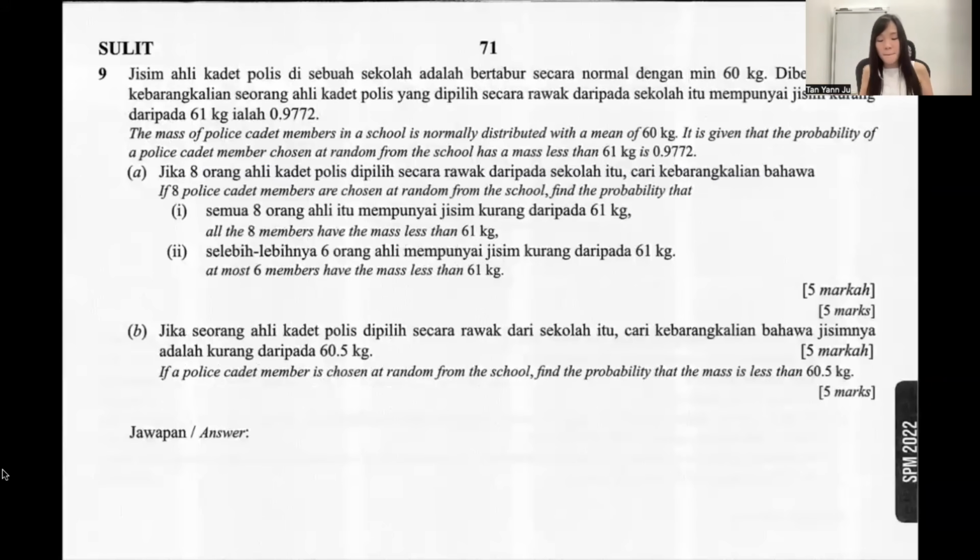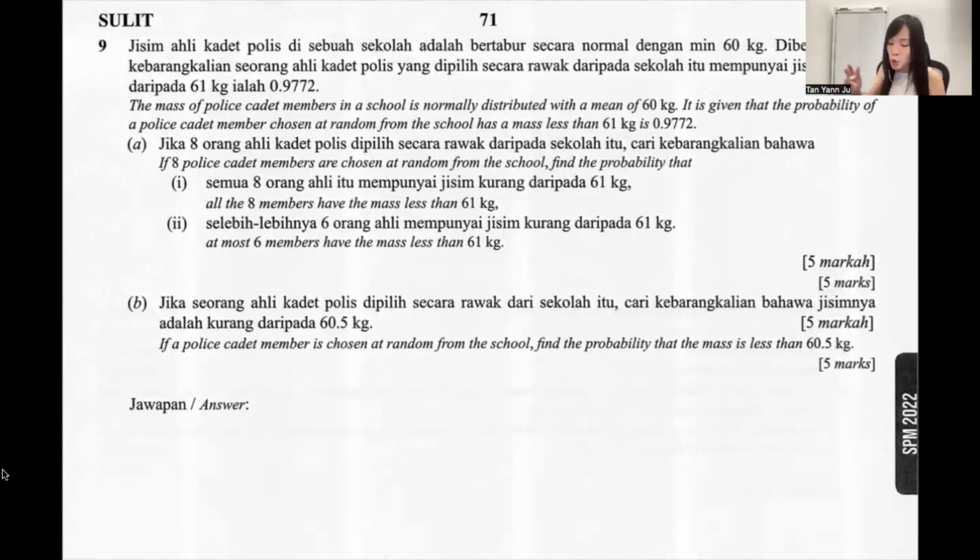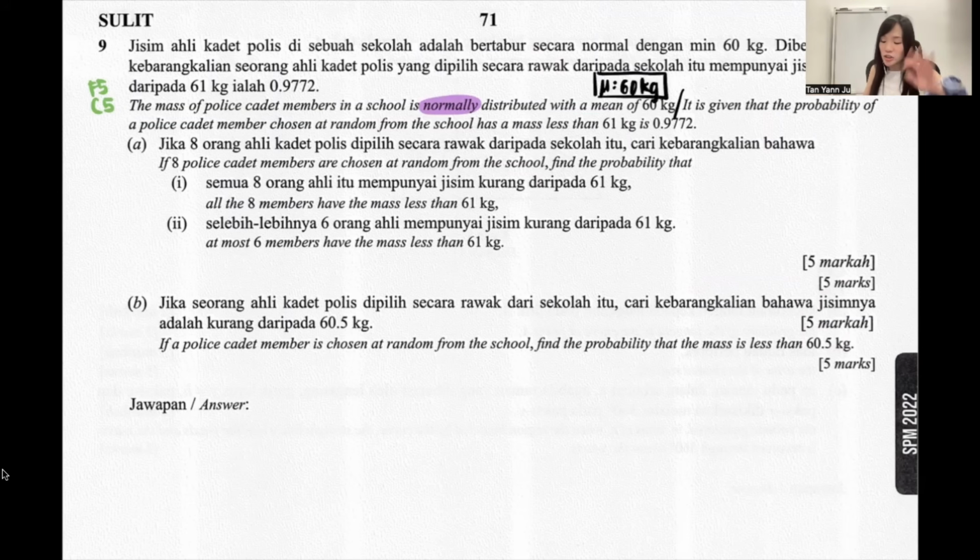Question 9. They say the mass of a police cadet member in a school is normally distributed with a mean of 60 kg. Guys, I read until here and I straight away know it's under Form 5, Chapter 5. Correct? Probability distribution. So guys, probability distribution only has 2 things, normal and binomial. So the moment I see the word normal, I know already lah. Gonna use this table. Okay, my dear? So now they say the mean is 60 kg. So they try to tell you that on average people are 60 kg. So next one, given that the probability, wow, they give you the probability that a police cadet member chosen at random from the school has a mass less than, normally I write down one.